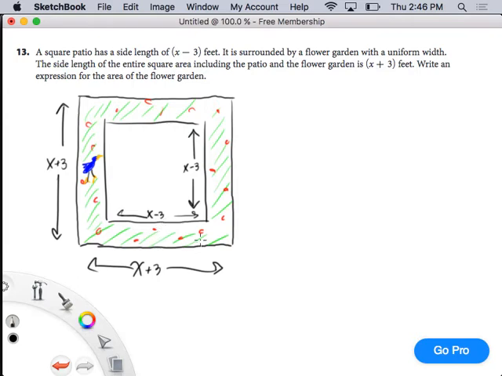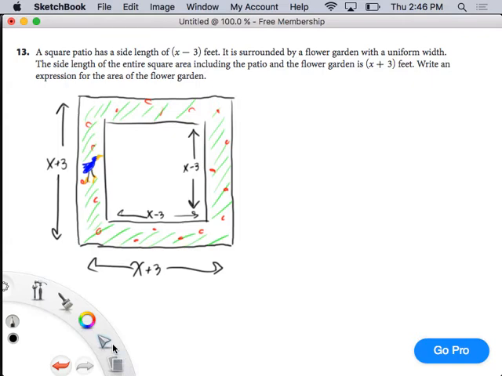All right, so there you go. Here's our patio surrounded by our garden. Cool. Now it says, write an expression for the area of the flower garden. Well, if the garden was this whole square, then it'd be easy. The area would just be x plus 3 squared, right? But it's not the whole square. It's almost like this square, but with this inner square taken away, right?